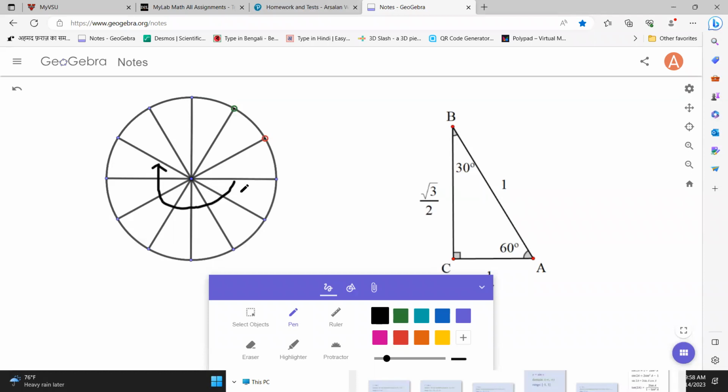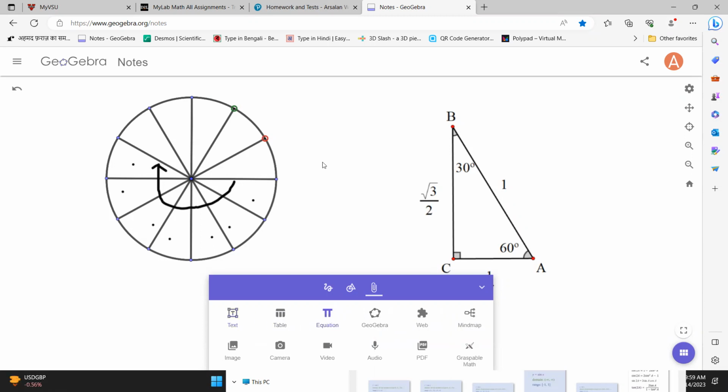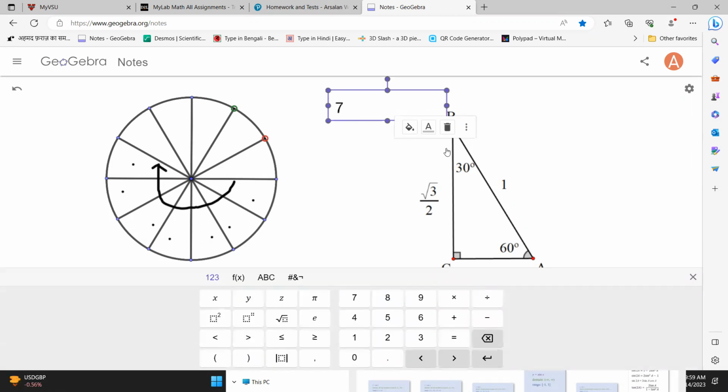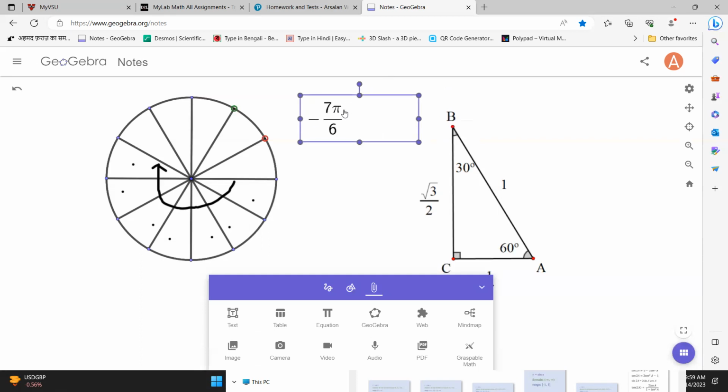All right, guys. So let's try this one. I'm going negative. Each sliver is pi over 6. 1, 2, 3, 4, 5, 6, 7. So what's my answer? What's the angle? It's going to be 7 pi over 6, and I'm going to do negative. Why negative? Because it's clockwise. Now, I hope that makes sense.